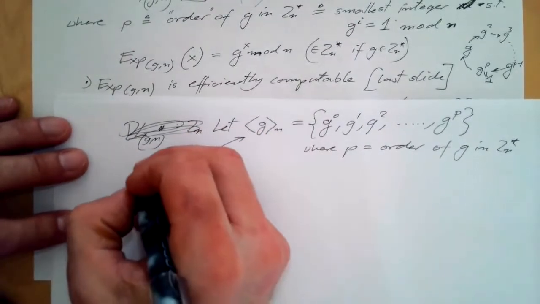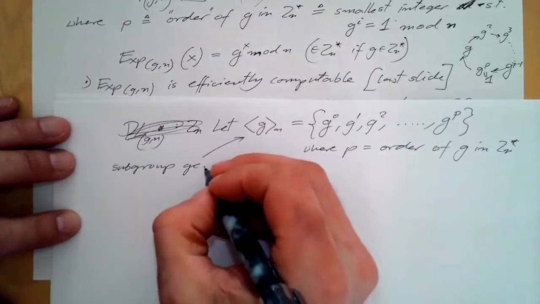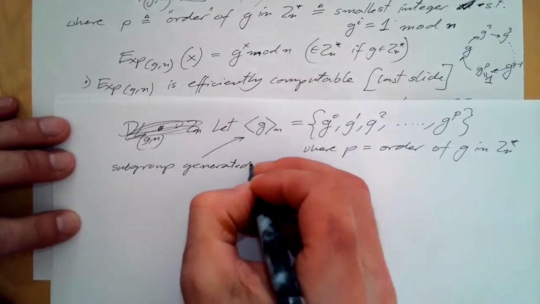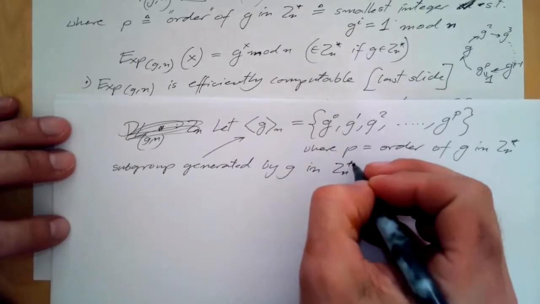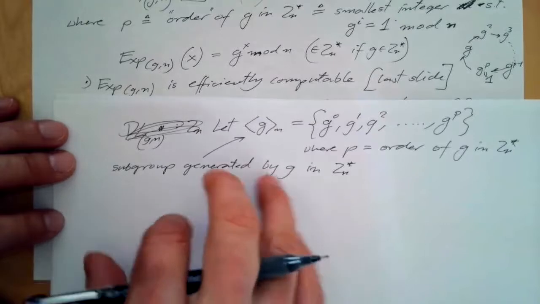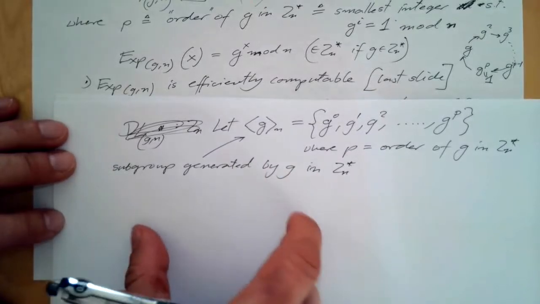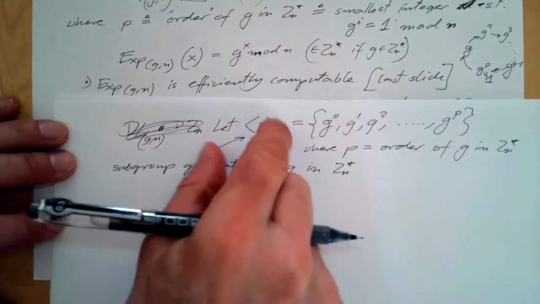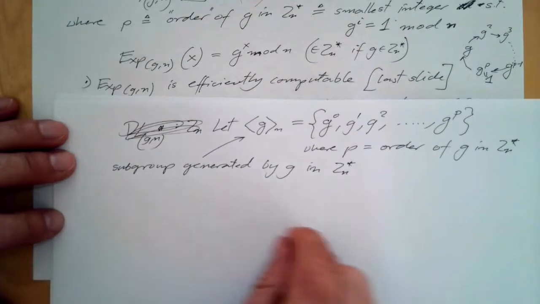This is called a group or subgroup generated by g in Zn star. And this will be homework. I will give you some modulus, some numbers, and you identify what subset a fixed base generates. Does it generate all moduli?